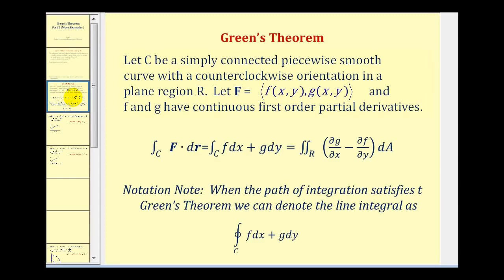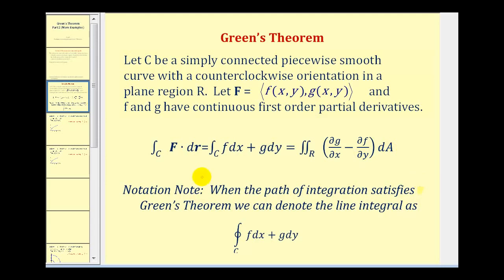If C is a simply connected piecewise smooth curve with a counterclockwise orientation in a plane region R, and the components of our vector field f have continuous first-order partial derivatives, then the line integral of f dotted with dr, or the line integral written in differential form, is equal to the double integral over the region R of the partial derivative of g with respect to x minus the partial derivative of f with respect to y dA.